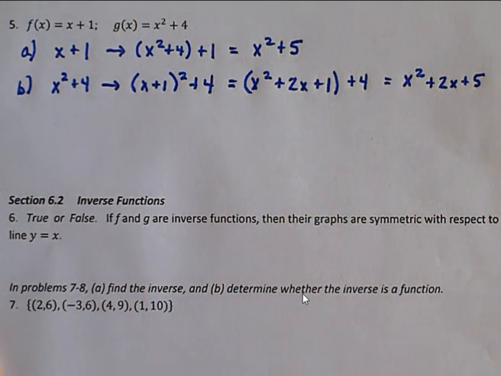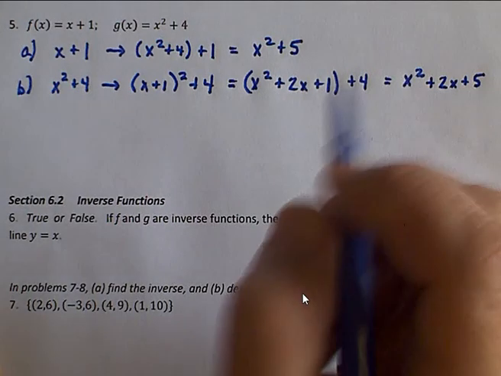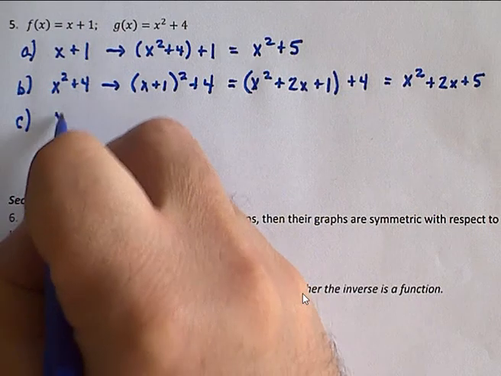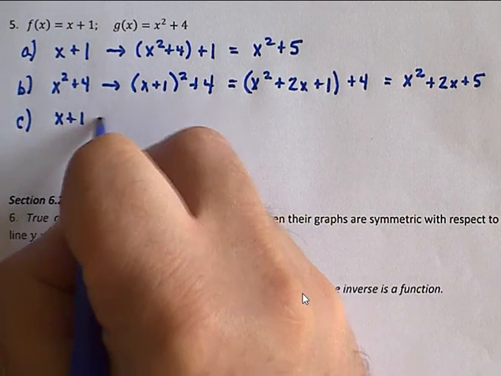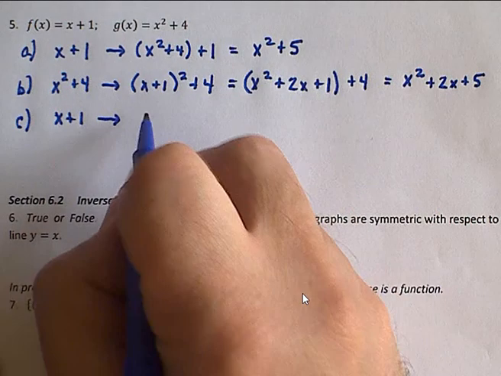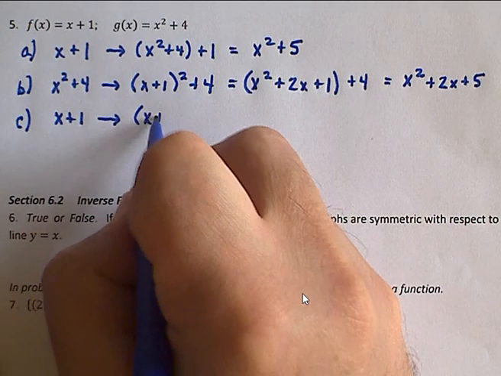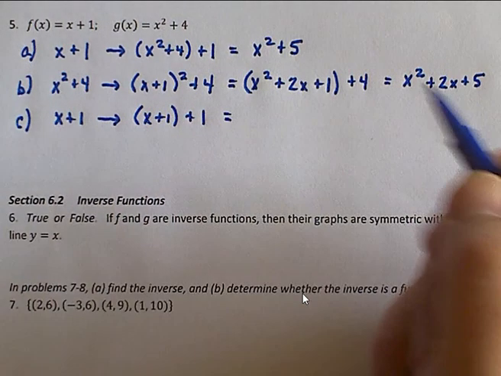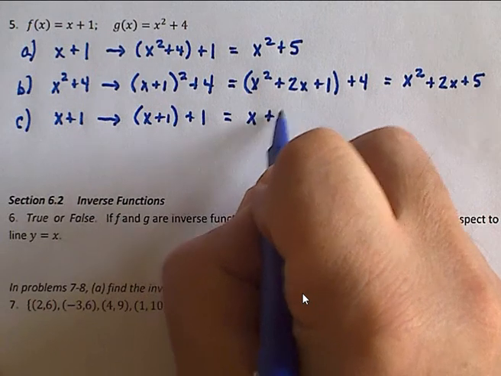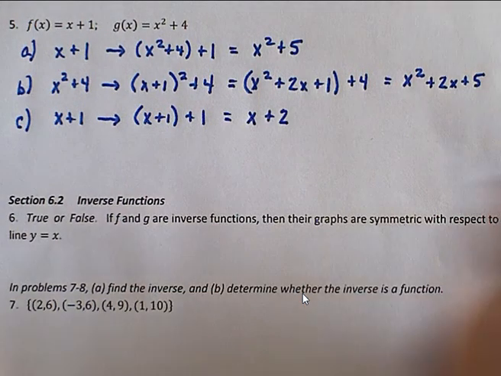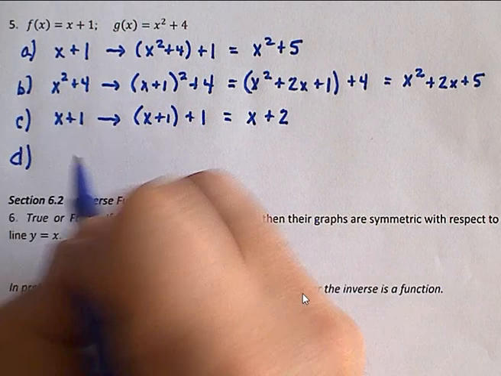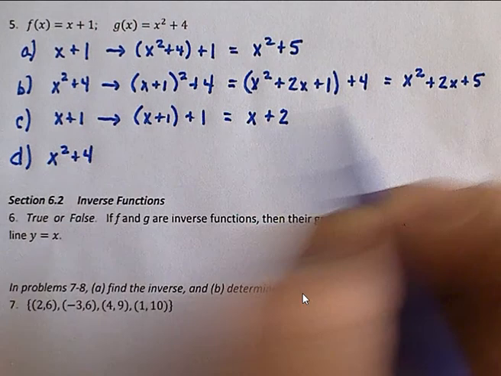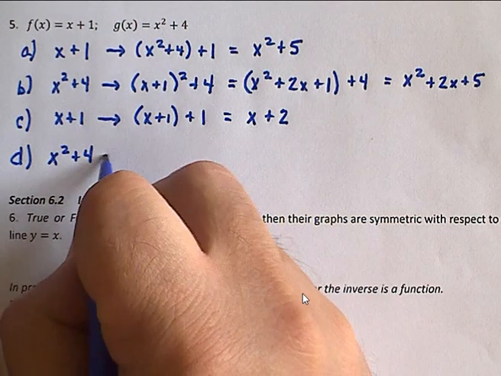Okay? Now, f of f, so again, start with f. This time I'm going to plug in f again in place of the x. So x plus 1 and then plus 1. Combine the like terms, x plus 2. And then d, starting with g this time, g of g. Plug in.